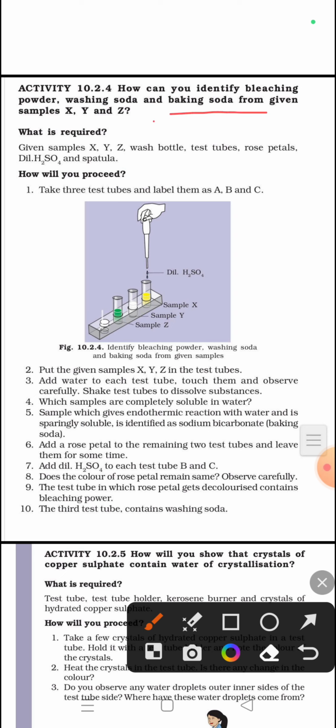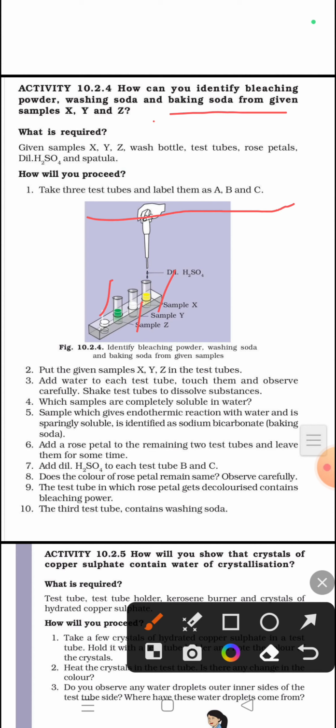how can you identify the bleaching powder, washing soda and baking soda from given samples X, Y, Z? All of them, that is bleaching powder, washing soda and baking soda, are given, and the procedure is also given in the paper. Take 3 test tubes and label them A, B, C. Put the samples in the 3 test tubes. Add water to each test tube. Touch them and observe carefully. Check which test tube dissolves the substance. Which samples are completely soluble in water?